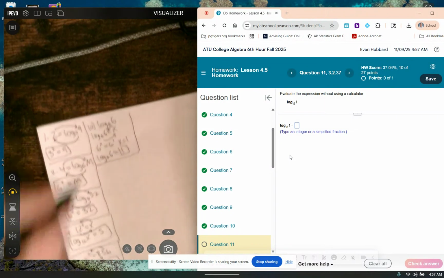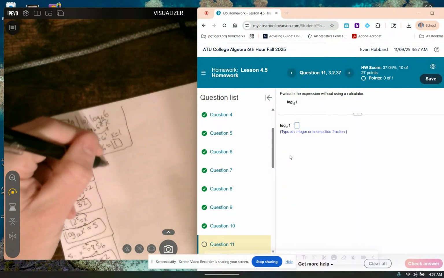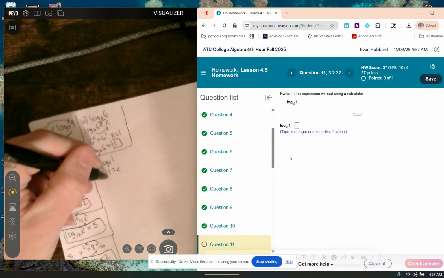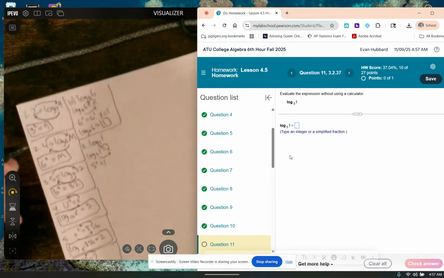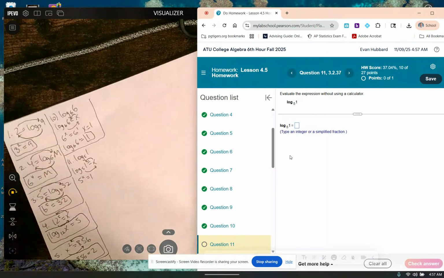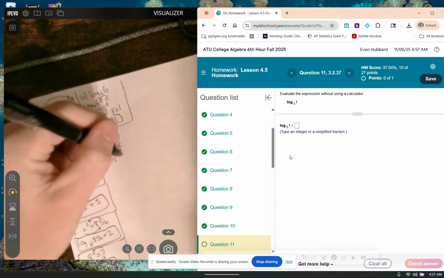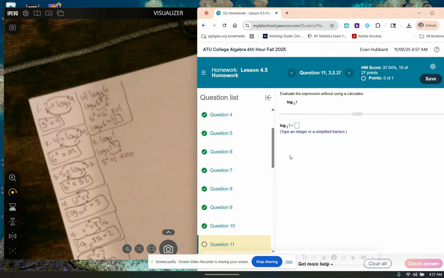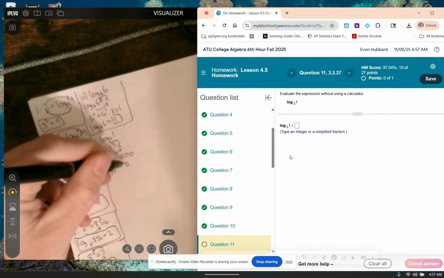Express this without using a calculator. So I've got log base 5 of 1. I'm going to do log base 5 of 1 equals x. So 5 to the x equals 1. What exponent could you put on something to give you 1? x would have to be 0, because 5 to the 0 would equal 1. So log base 5 of 1 equals 0.